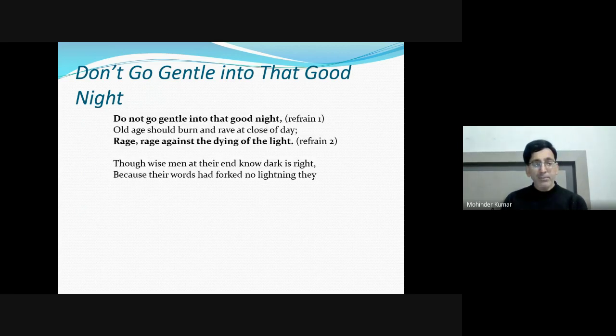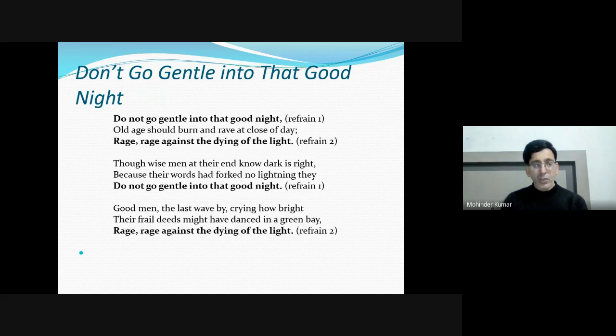Look at this. In total, there are 19 lines, that is a villanelle. Now look, the first and third line of the first stanza are being repeated. Where? At the end of the second and the third stanza. At the end of the second stanza, the first line is being repeated, and at the end of the third stanza, the third line is being repeated.